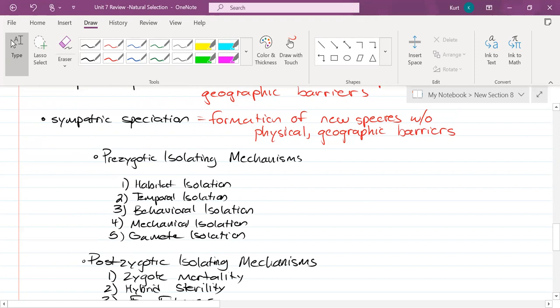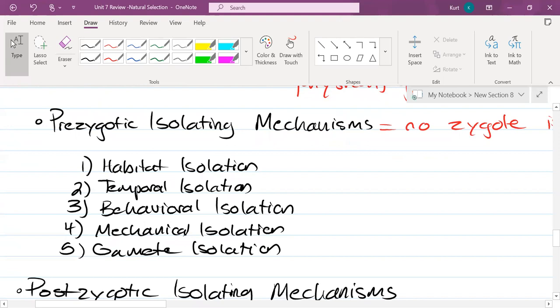Here are the prezygotic. Prezygotic is going to be no zygote is formed. Remember that a zygote is a fertilized egg. These are the five things that will keep them from forming. Habitat isolation, you live in different areas. A panda and a grizzly bear will not form a zygote because they live in different areas. These are all pretty self-explanatory.